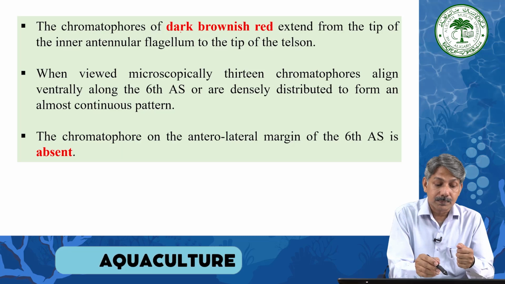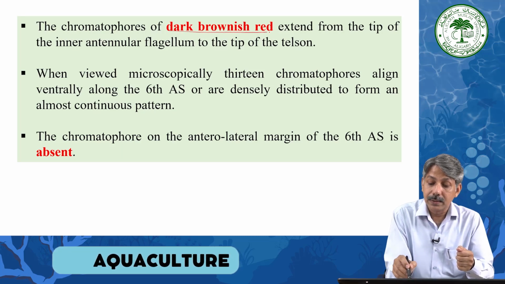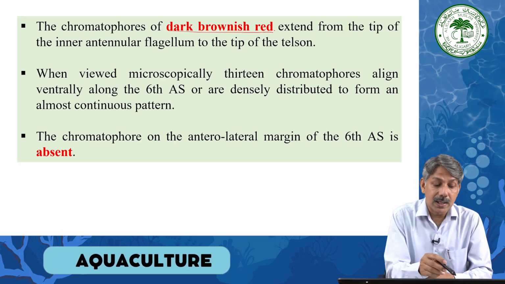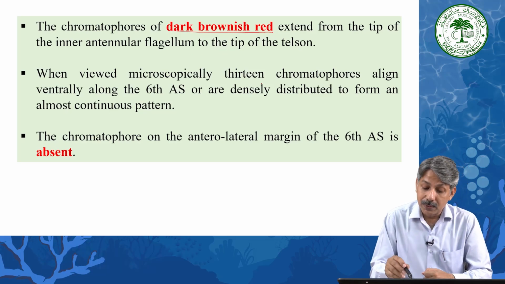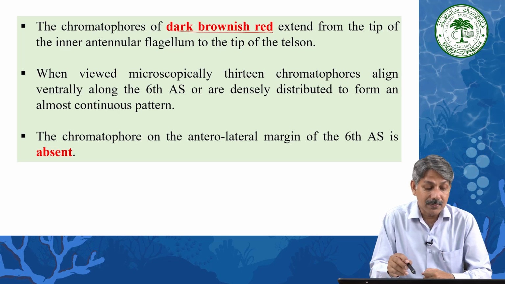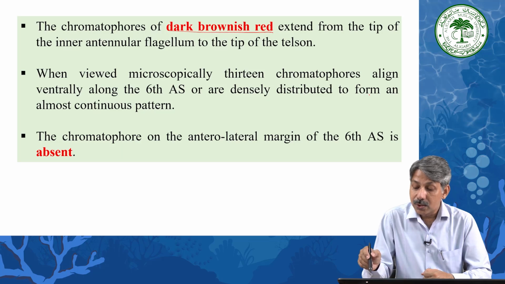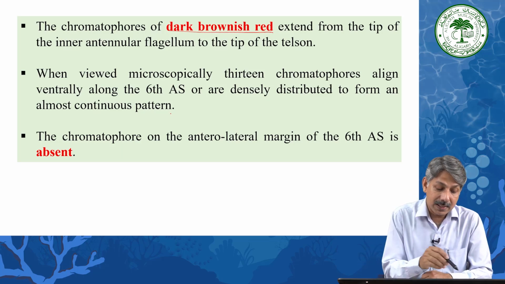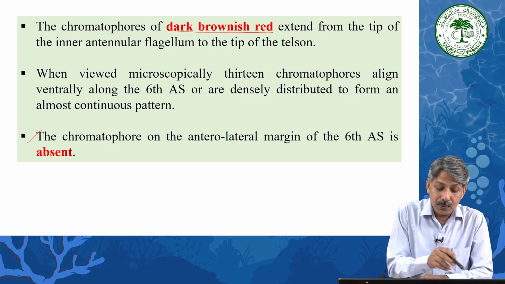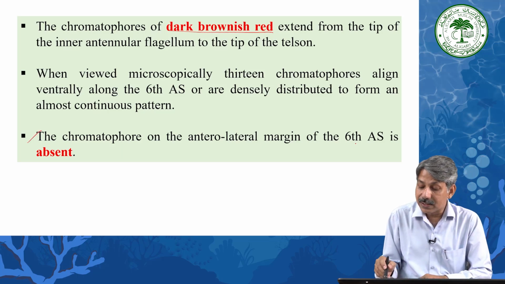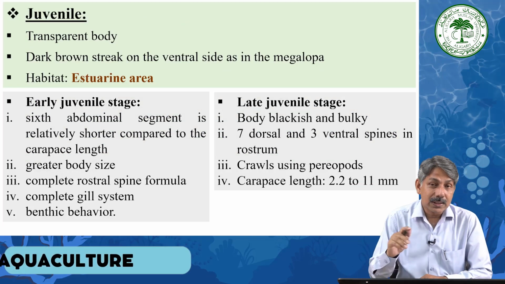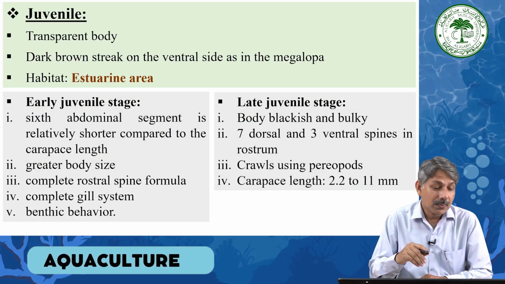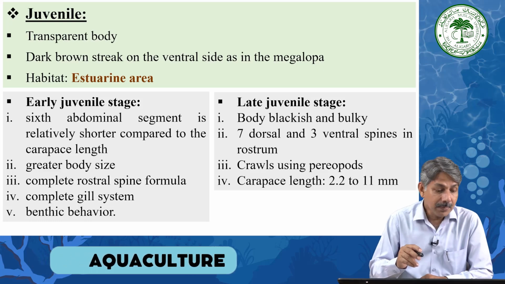The chromatophores of dark brownish red extend from the tip of the inner antennular flagellum to the tip of the telson. When viewed microscopically, 13 chromatophores align ventrally along the sixth ears or are densely distributed to form an almost continuous pattern. The chromatophore on the anterolateral margin of the sixth ears is absent. So, those were the points which you can use for identifying the PL correctly.